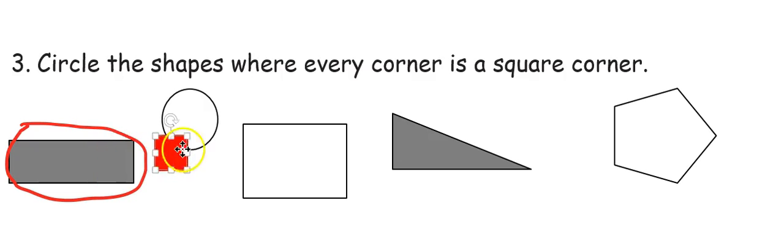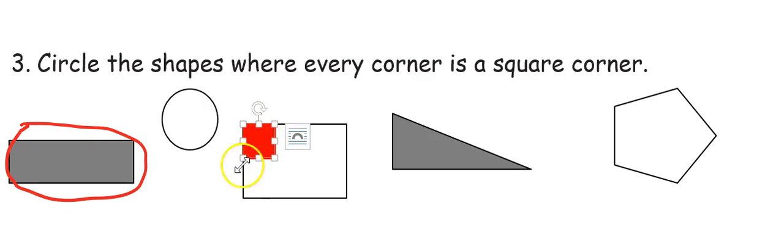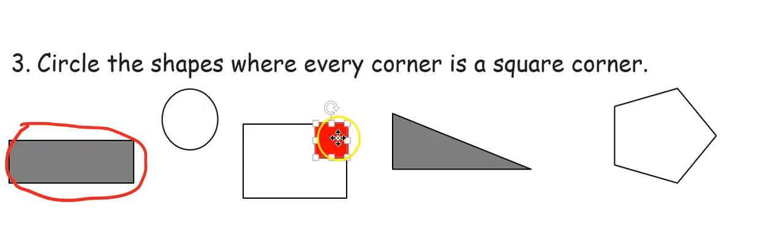And I'll grab my square again, and you can see obviously it's not going to fit in the circle because the circle doesn't have any corners. And if we move to this rectangle, I can fit my square into that corner, and the other top corner, and in the bottom corners. So all 4 corners are square corners, so we'll circle that shape too.